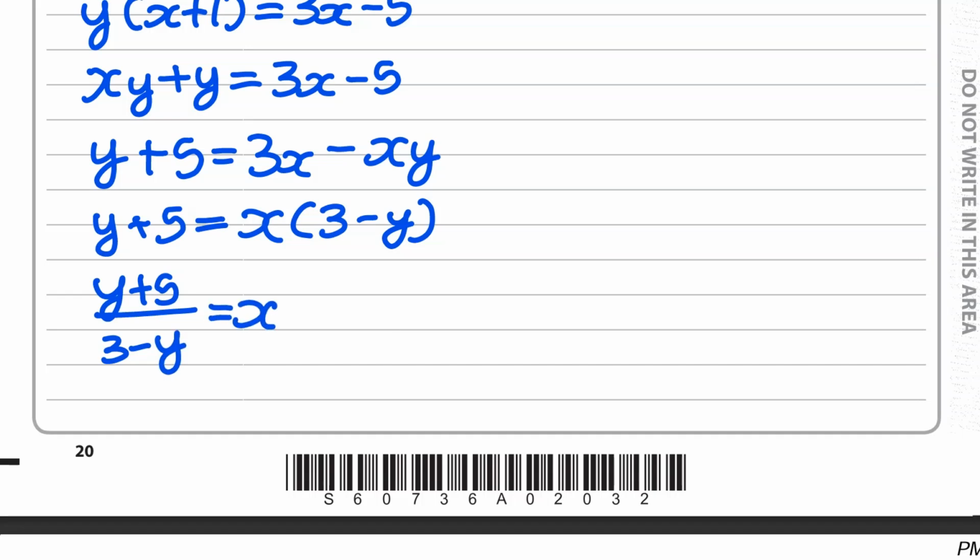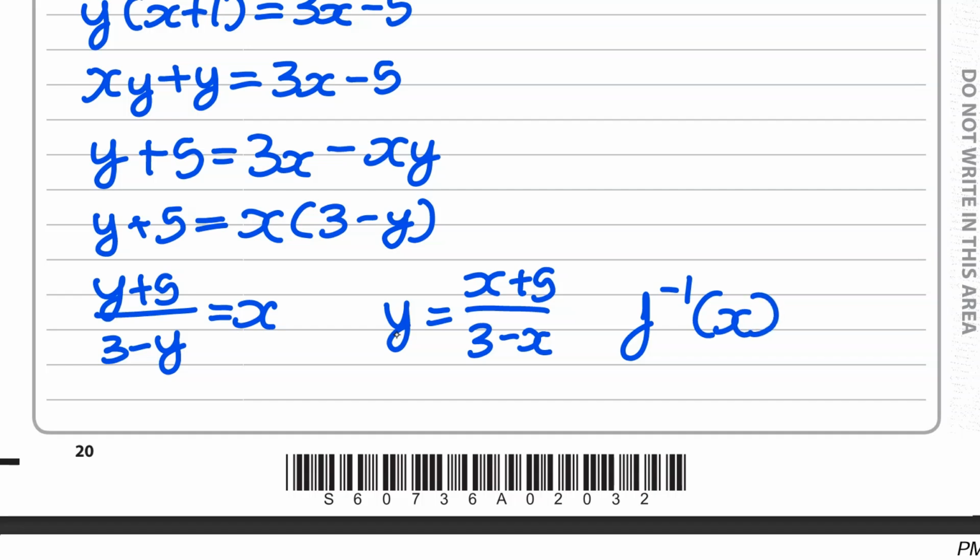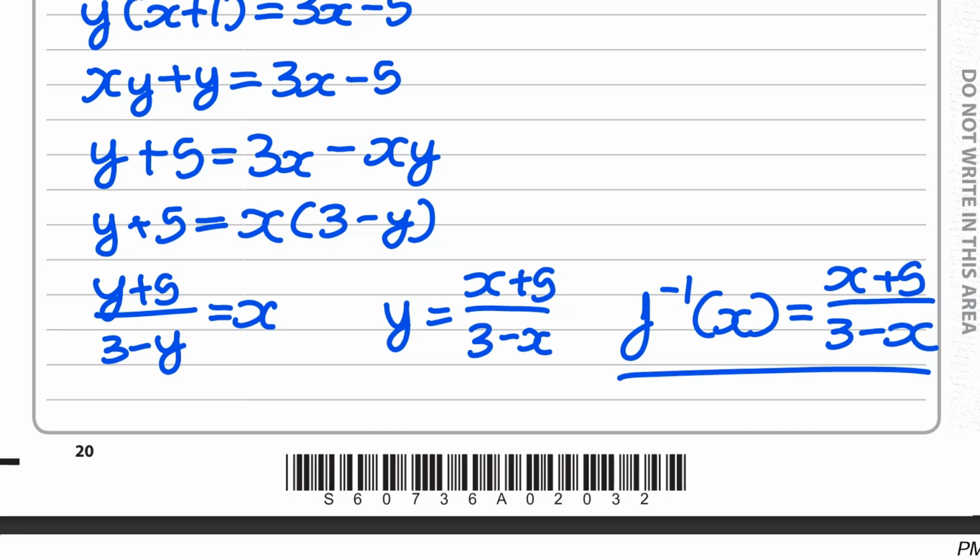x. And then what we're going to do is switch around the x and the y terms, so therefore this is going to be y is equal to x plus 5 over 3 minus x, and this here is the inverse function. f minus 1 of x is equal to x plus 5 over 3 minus x, and this here is the inverse function.